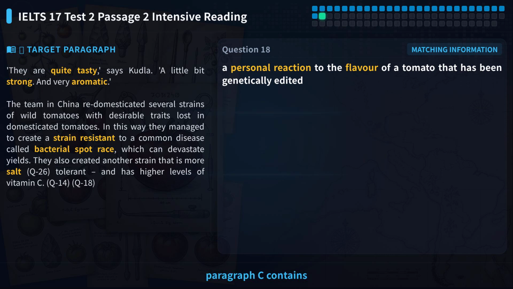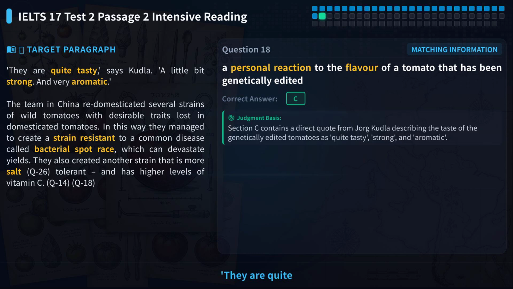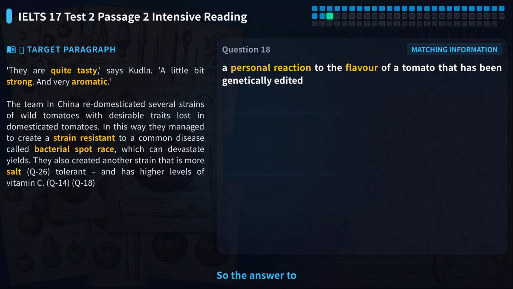Scanning the passage, paragraph C contains a direct quote from Georg Kudla, "They are quite tasty. A little bit strong. And very aromatic." This perfectly matches the question. So the answer to question 18 is C.